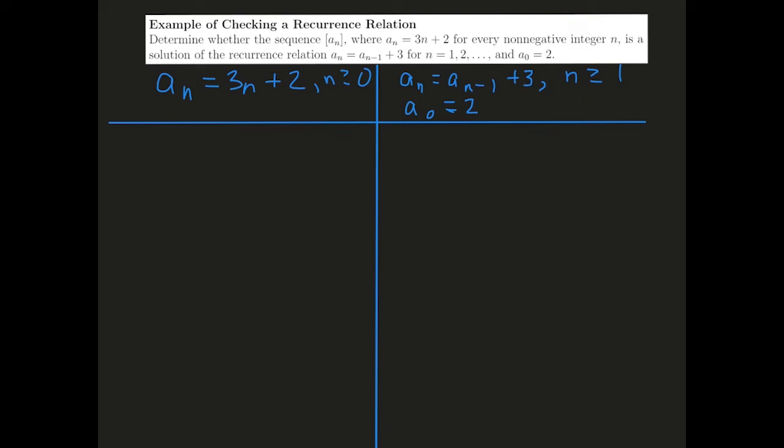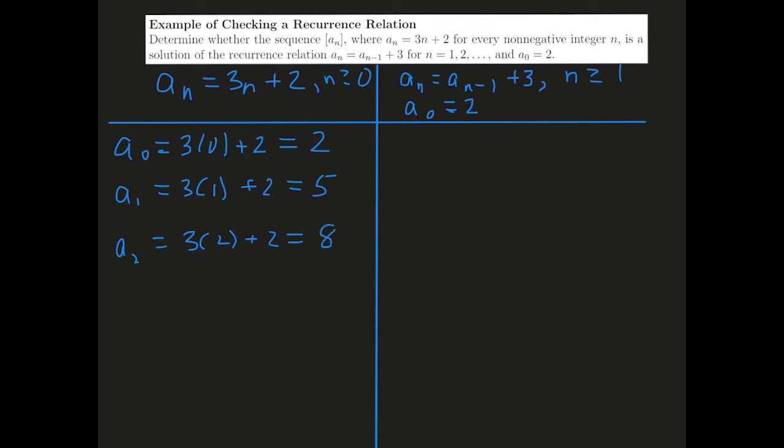So for the closed form, a_0 is going to be 3 times 0 plus 2, which is just equal to 2. a_1 is 3 times 1 plus 2, which is 3 plus 2, which is 5. a_2, 3 times 2 plus 2, that's 6 plus 2, which gives us 8. We'll do maybe 2 more. a_3 is 3 times 3 plus 2, which gives us 11.